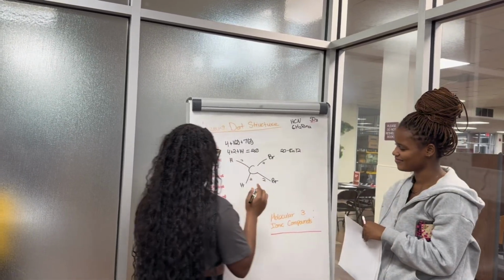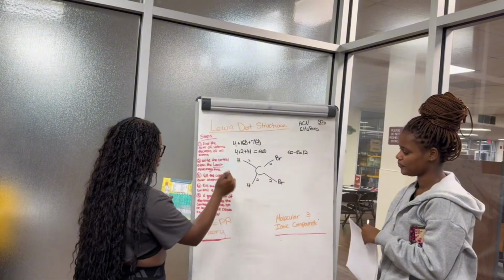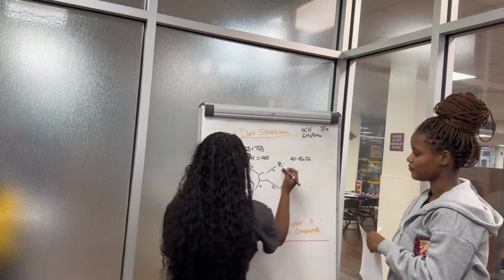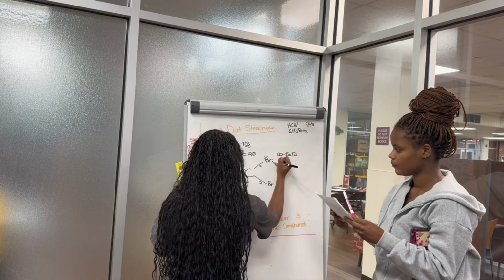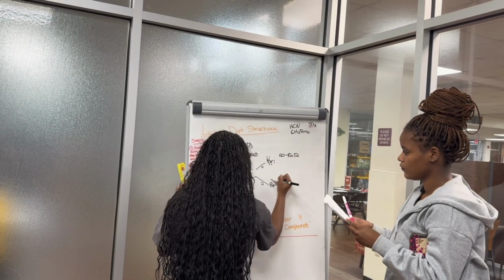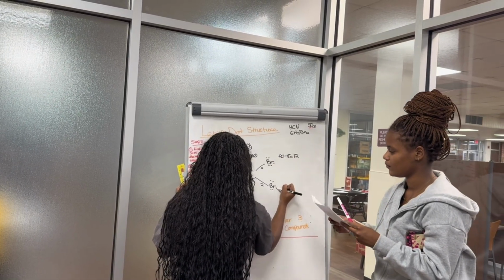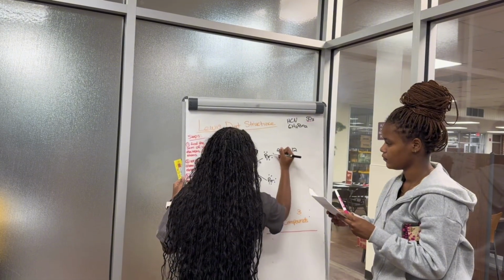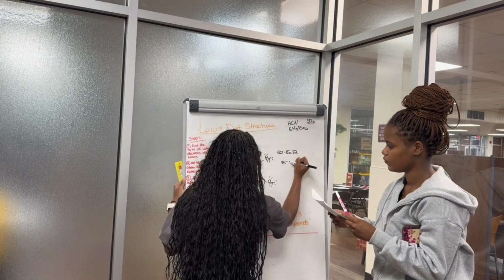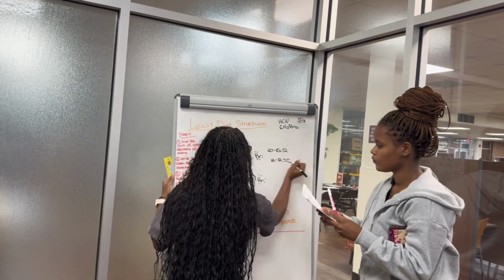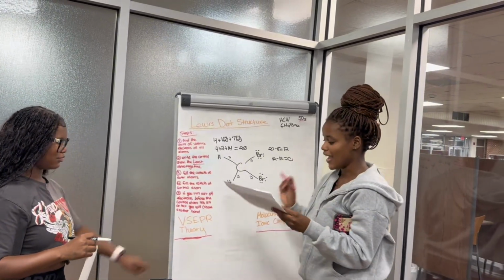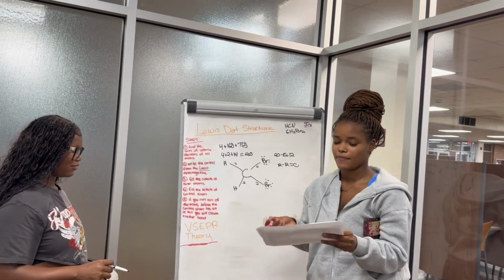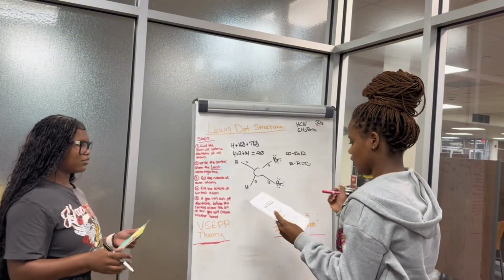So now we have to fill in the outer atoms. So 1, 2, 3, 4, 5, 6. 1, 2, 3, 4, 5, 6. So 0. Okay. Now for this one, you will look at the paper, which we're gonna insert so y'all can tell.